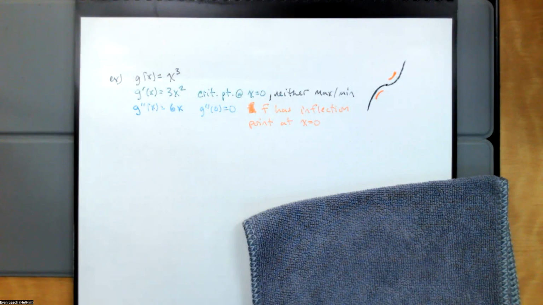So an inflection point is a place where the concavity is changing. It's where the first derivative is changing direction.